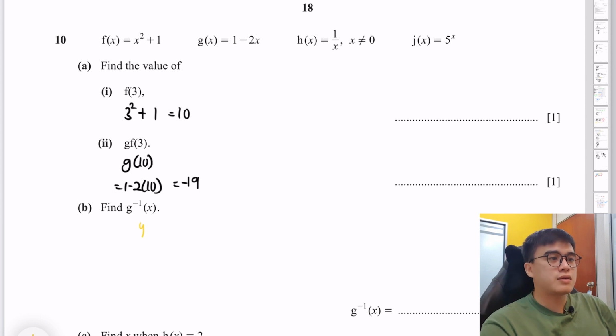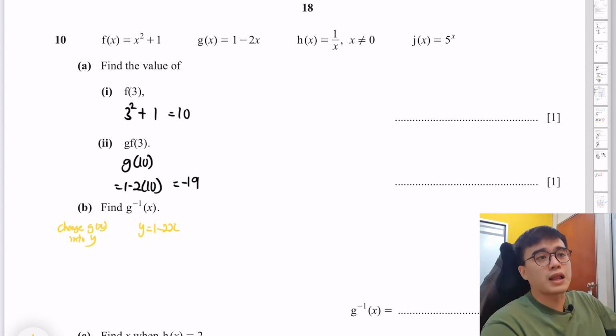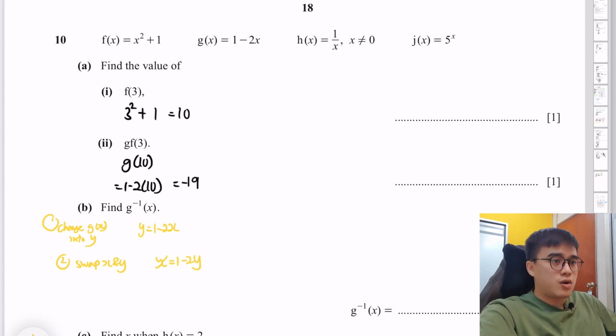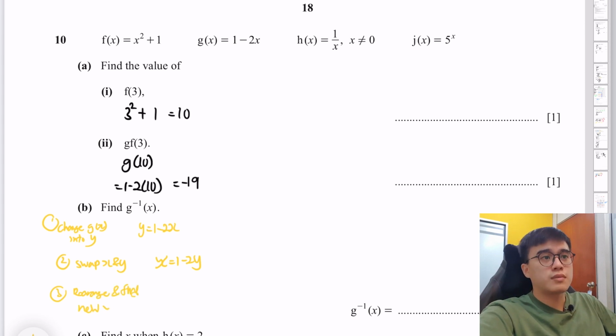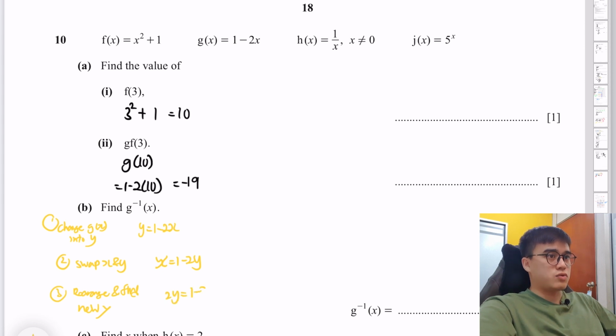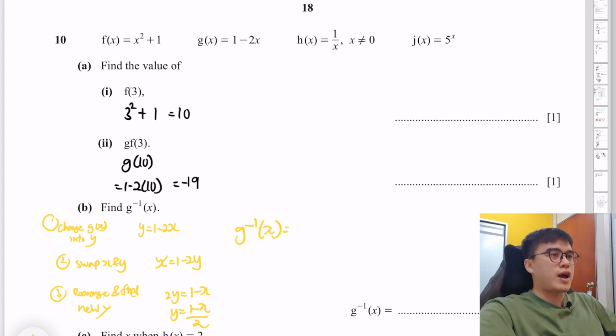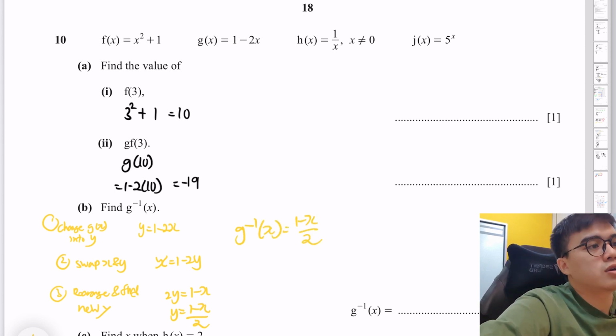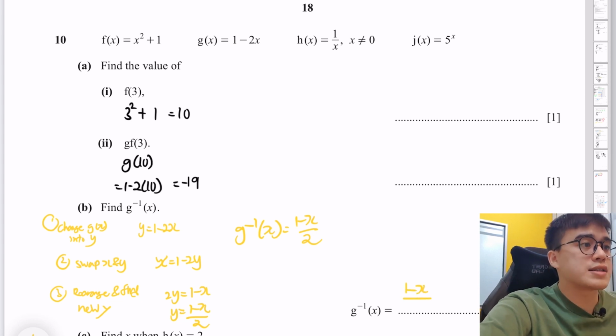As for part B here, it is looking for g inverse. So there are 3 steps to this that you can memorize and apply. First thing is always to change the function that they are looking for into y. So I've written it down as y equals 1 minus 2x. Then the next step is to swap the x and y's positions. I get x equals 1 minus 2y. With that, you have to rearrange and find your new y here. After the rearrangement, you should get g inverse as 1 minus x over 2.